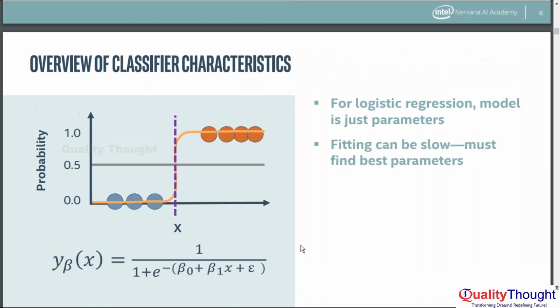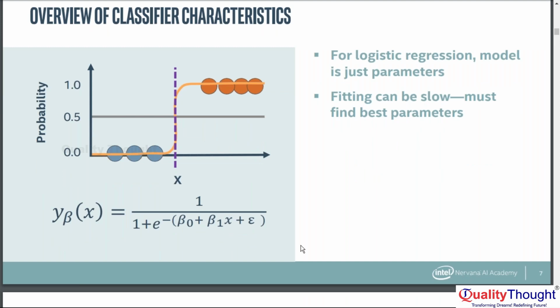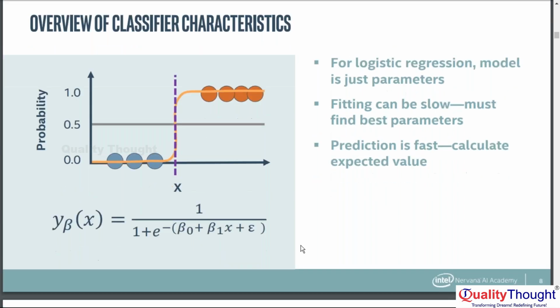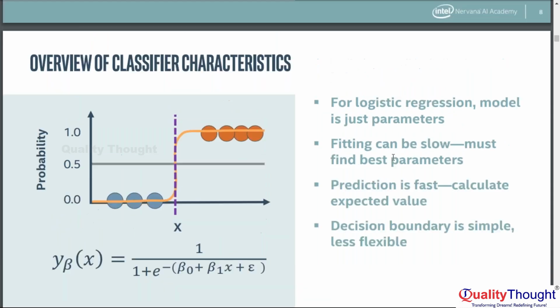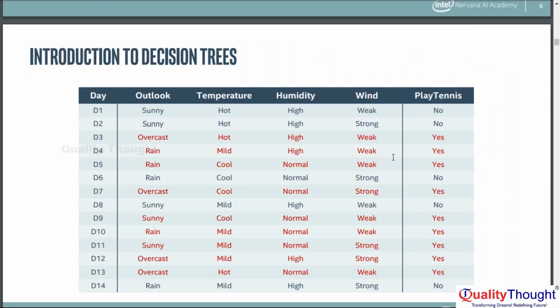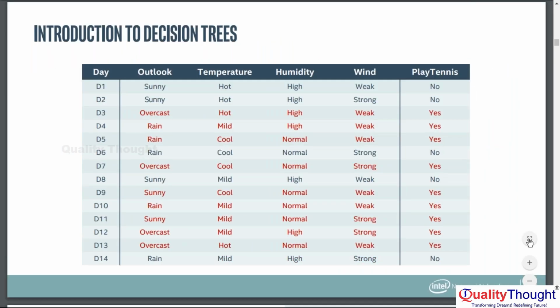Here in the logistic regression model, the fitting is a little bit slow when compared to the KNN model, but the prediction is a little bit faster and it will calculate the expected value based upon the given parameters. So now this is the introduction to decision trees.